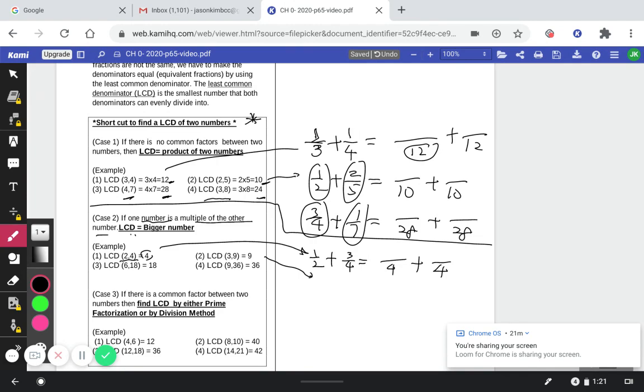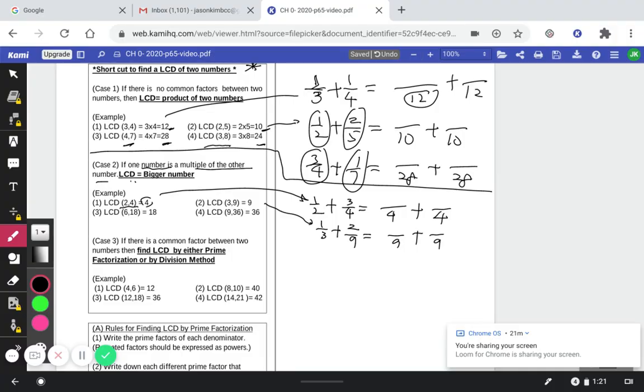Now, if you have 3 and 9, let's say you have 1/3 plus 2/9, then the LCD becomes 9, because 3 can go into 9 evenly, and the bigger number is 9. So the LCD is 9. Let's say if you have 1/6 minus, let's say, 5/6.